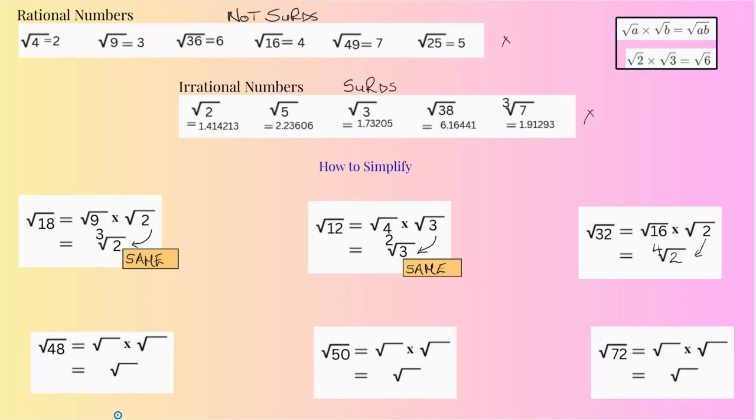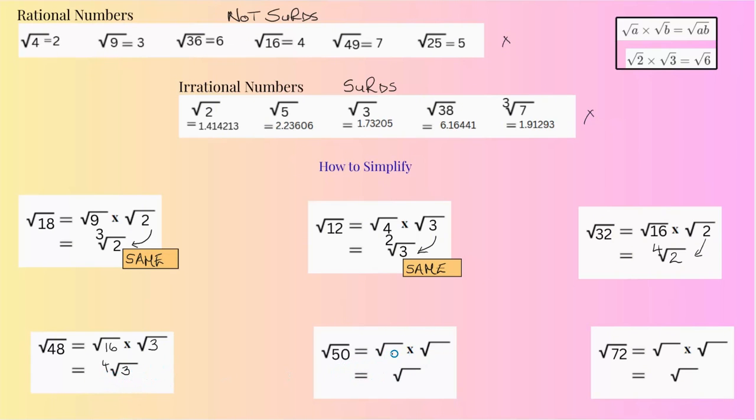Next one, 48. What can we times the biggest number to make 48? Well, I got 16 times 3. And can we square root 16? Yes, we can. Look at our chart. It's 4. And what can we do with 3? Nothing. It's a surd. So we're going to leave it in an irrational number, a surd format. So our answer is 4 square root 3.